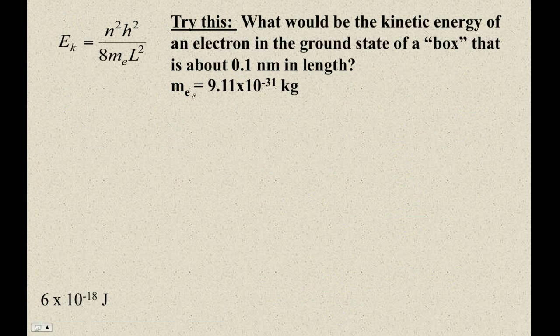Okay, so let's try this example. What's the kinetic energy of an electron in the ground state? Well, for the ground state, n is 1, in a box that is 0.1 nanometers in length. So that's an atom. L is 1 times 10 to the minus 10th meters. That's 0.1 nanometers, because nano is 10 to the minus 9th.